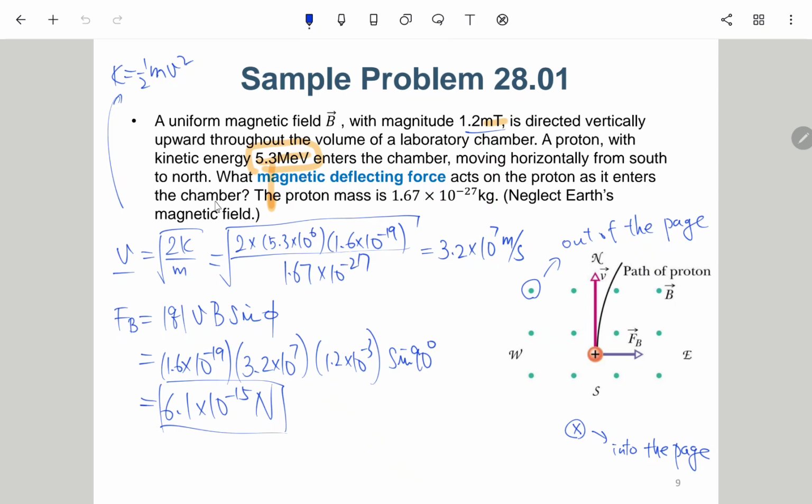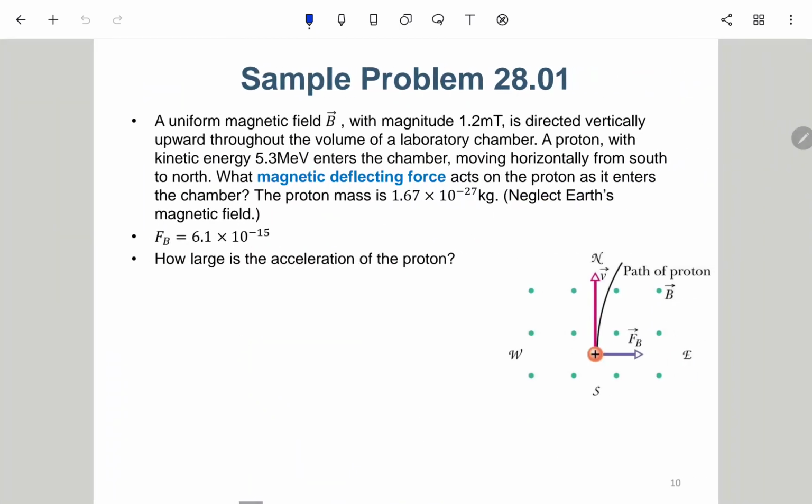So it's nothing special. We just find the velocity from the kinetic energy, and then we just plug in all the numbers in this Lorentz force. And then it asks how large is the acceleration of the proton. So according to Newton's second law of motion, F equals ma. So a equals F_B over m. So it is actually 6.1 times 10 to the negative 15 over 1.67 times 10 to the negative 27.